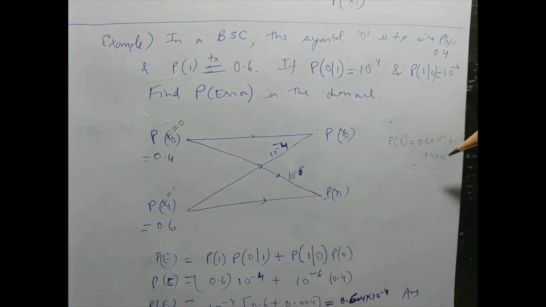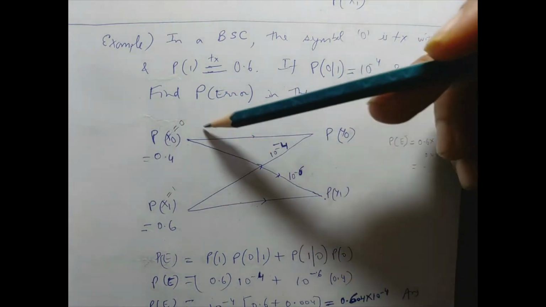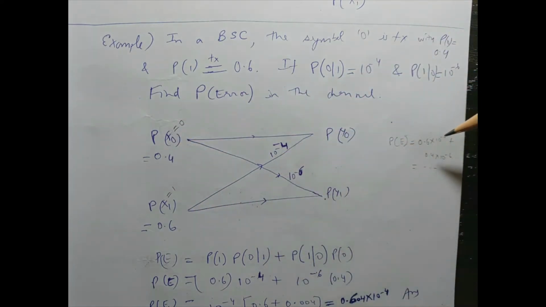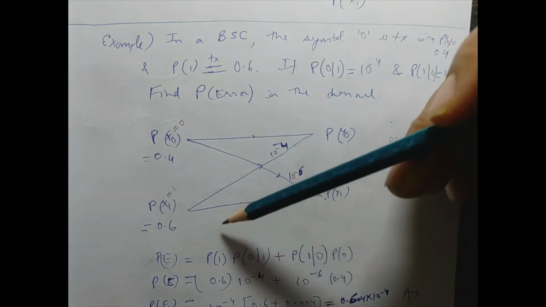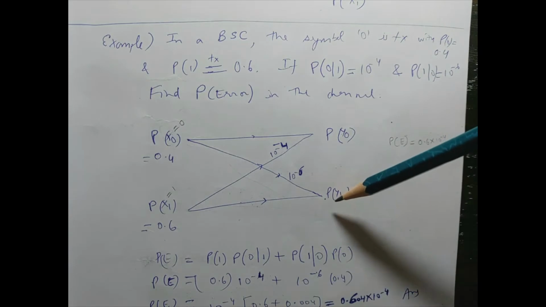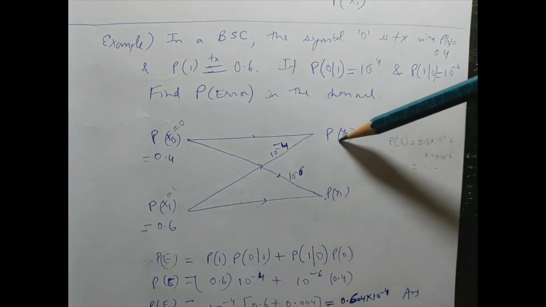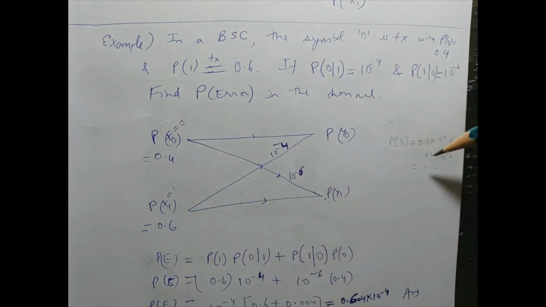How do you find the error in the channel? As discussed, simply, an error in the channel is that you transmitted this, and rather than receiving this, you received that. So you simply multiply these two: 0.4 into 10 to power minus 6. So this is one kind of error. Another error would occur if you transmit x1, you should receive y1, instead you received y0. So you multiply this with this, which is 10 to power minus 4 into 0.6, and you get the answer.